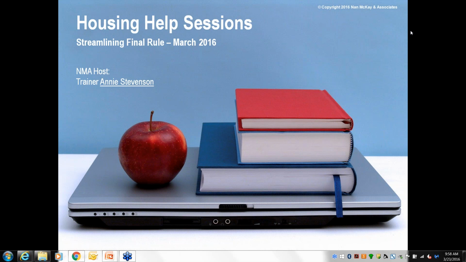HUD sent an email to executive directors on the same day that the rule was published, and they said in that rule that they're going to issue supplemental guidance in the near future. And I imagine that would be something like a PIH notice. Hopefully they'll explain a few of the things that we have questions on. You'll see as we go through the material, there are a couple of things that we're not sure exactly how that's going to work.